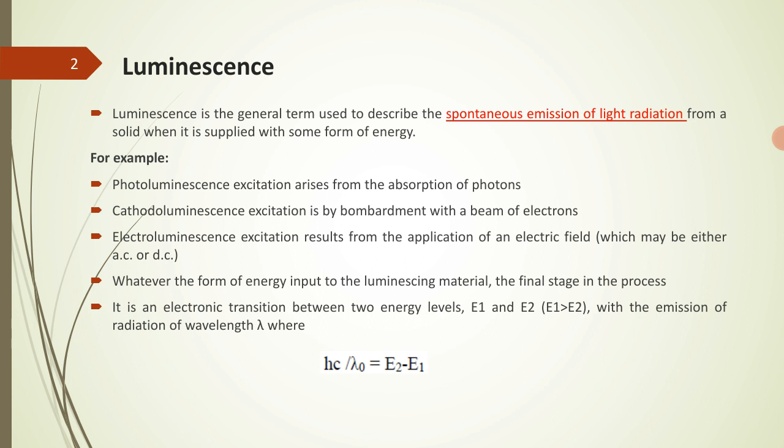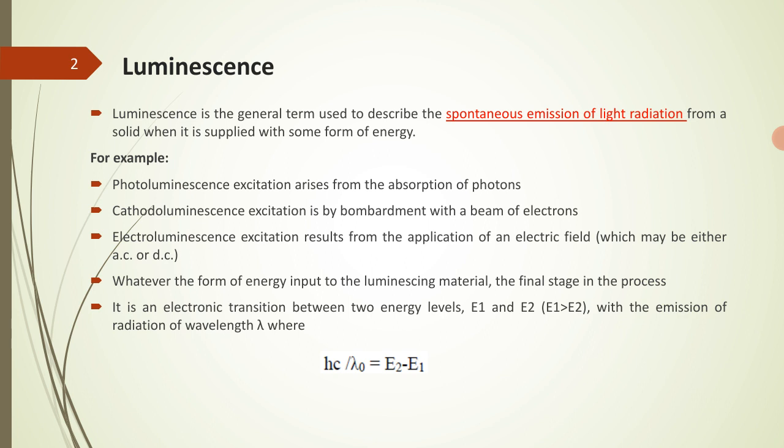Today's topic is about luminance and the types of luminances. In general, we can describe luminance as the spontaneous emission of light radiation from a solid whenever we apply some form of energy to the medium. There are four types of luminances available.